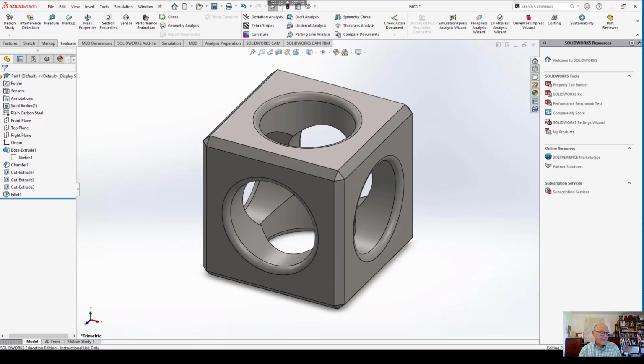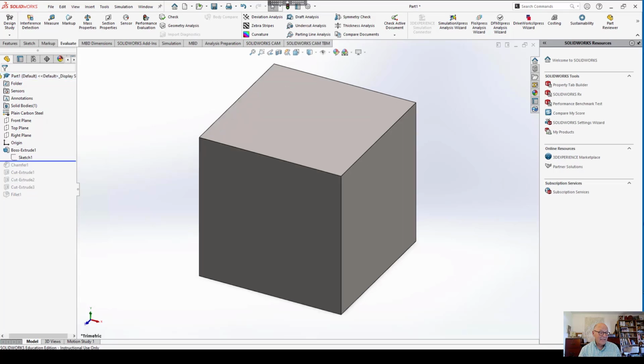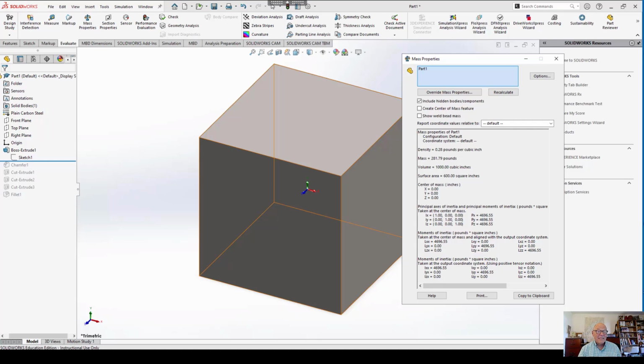If I were to say, what would it be before I do any of that stuff to it, and I come back up here and I say, what are the mass properties? Well, now the mass properties of that solid 10-inch cube, 281.79 pounds.